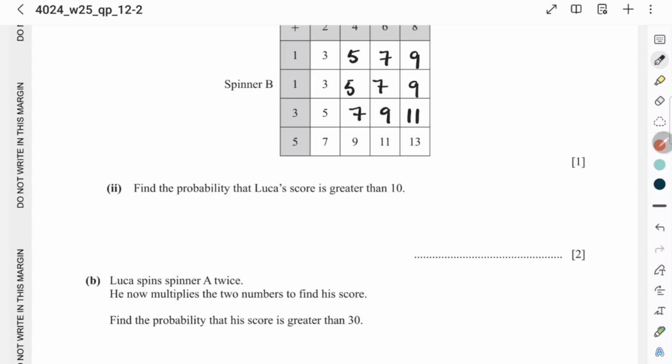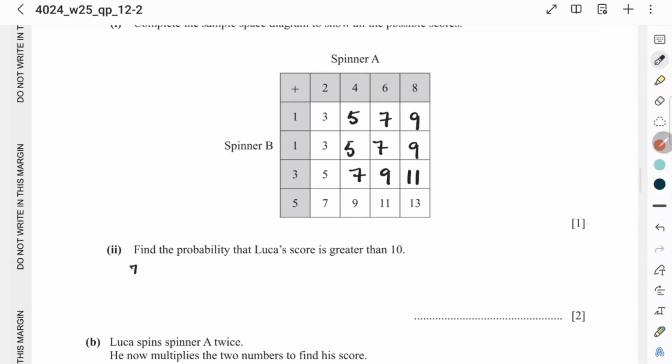Find the probability that Luca's score is greater than 10. So if you know what the total possible outcomes are, total possible outcomes we have, that is 4 here and 4 here, that is equal to 16. Okay, so that is 16. So in how many do we have total scores greater than 10? We know that it is 11 and then 11 and then 13. So there are only 3. So write down 3 out of 16. So greater than 10 outcomes, they are equal to only 3. So 3 out of 16 is the probability.